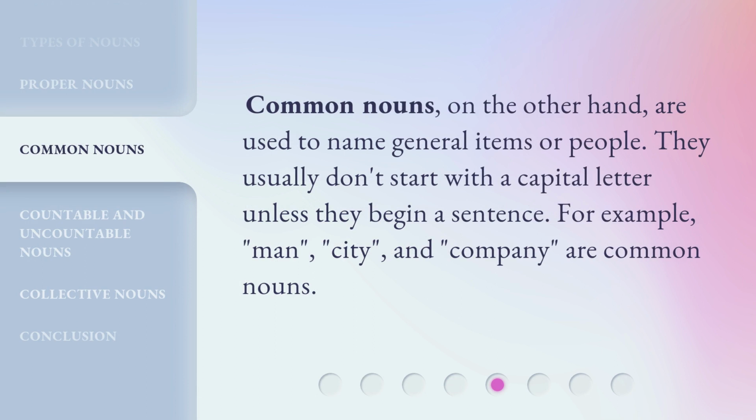Common nouns, on the other hand, are used to name general items or people. They usually don't start with a capital letter unless they begin a sentence. For example, man, city, and company are common nouns.